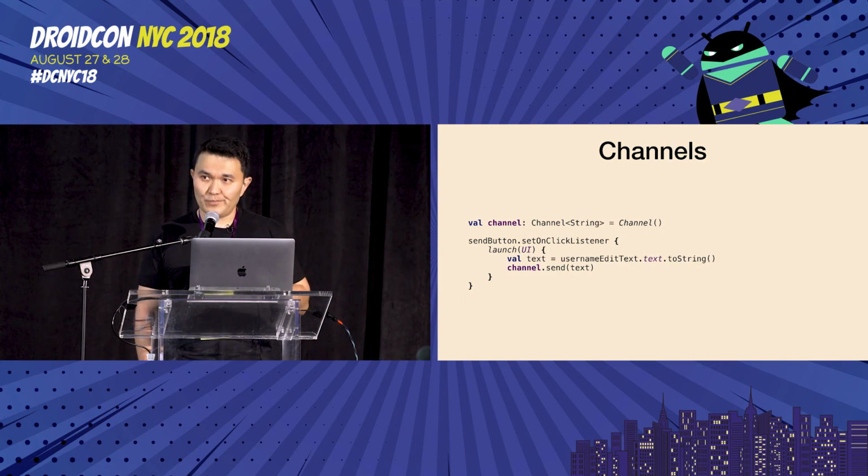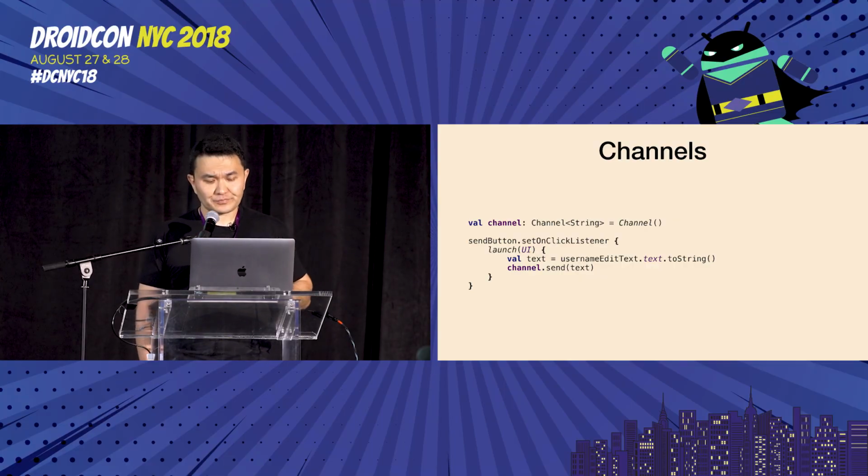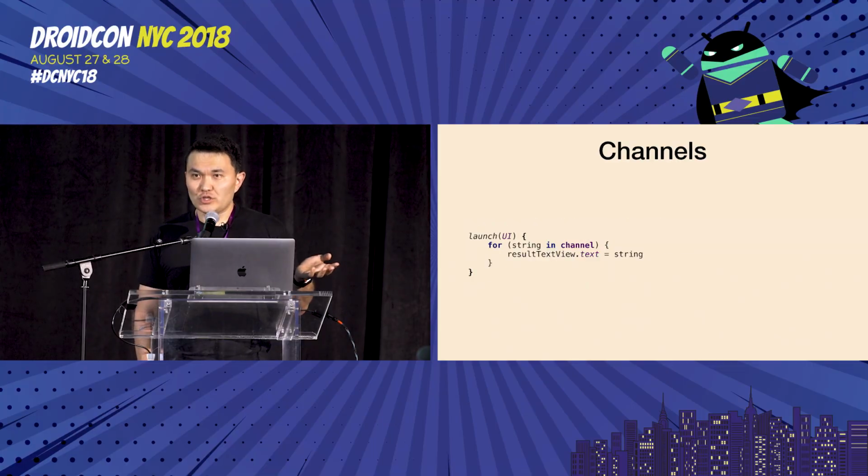So this is the sender. When we press the send button, it reads the information from somewhere, in this case, the edit text, and passes it on to the channel. On the receiving end, we just loop on the information that is received from the channel. Every time we send a new text to this channel, we will get a new one, right? So we can keep updating our view.